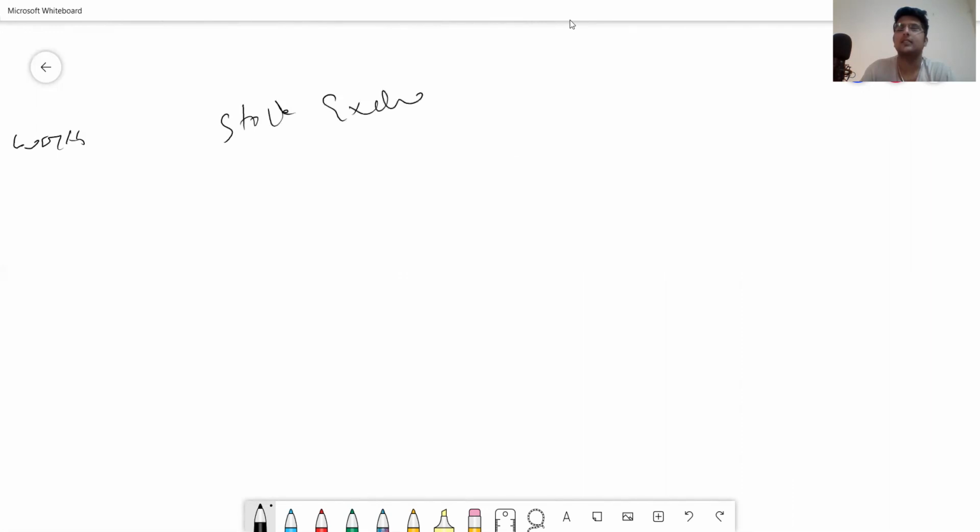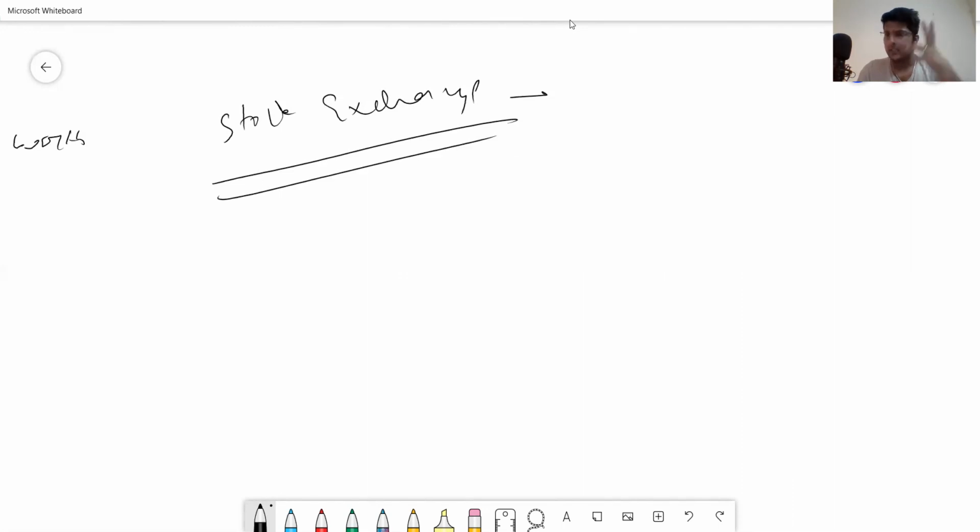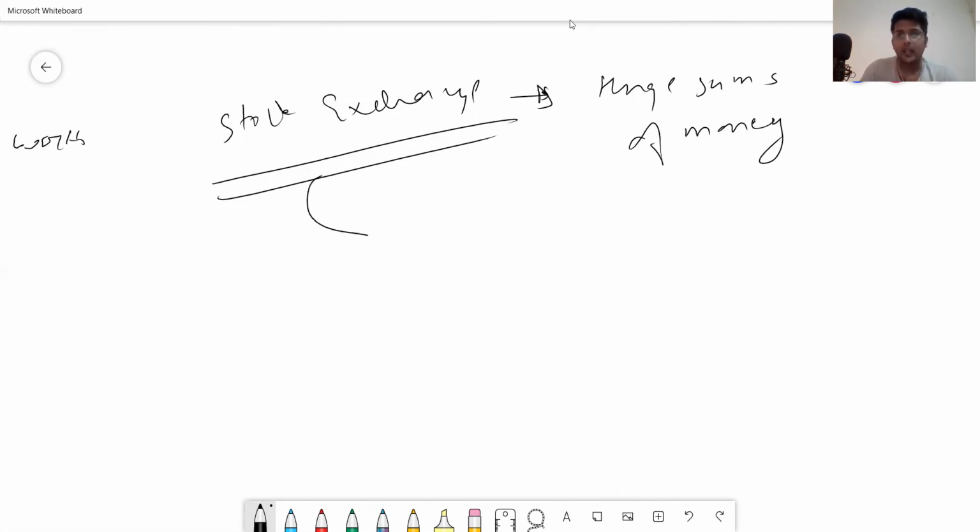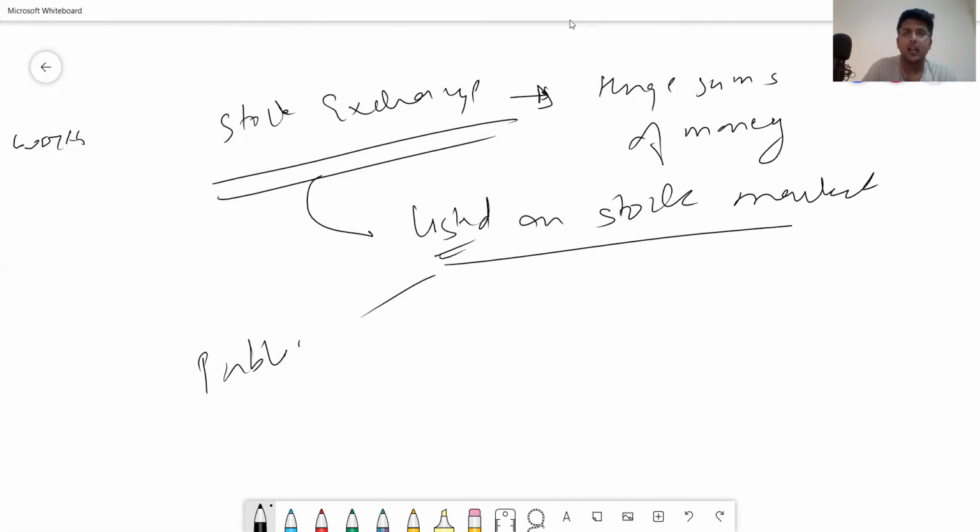the stock exchange. So these companies, when they're trying to do a project or expand and they want huge sums of money, which they know a single investor would not be able to provide, or a syndicate won't be willing to provide, at that time they come into play and get listed on the stock market. And after a company gets listed on the stock market, we call it a publicly traded company.